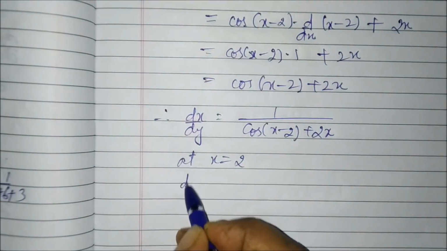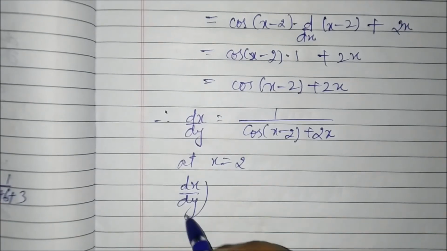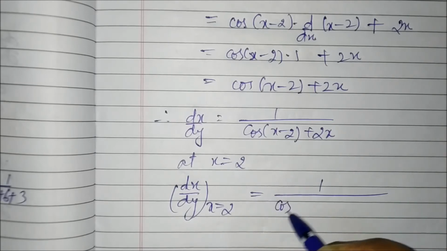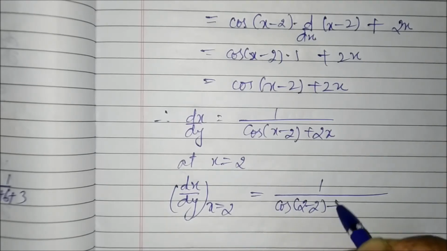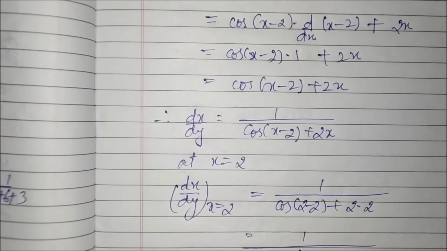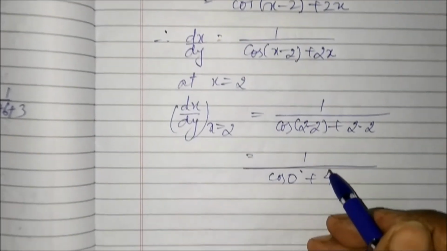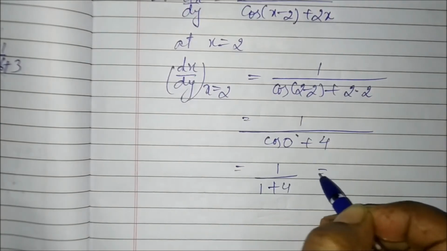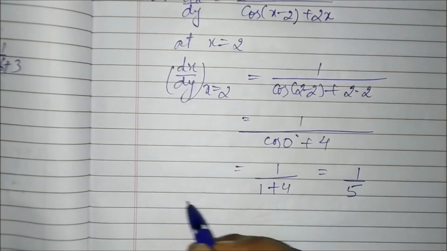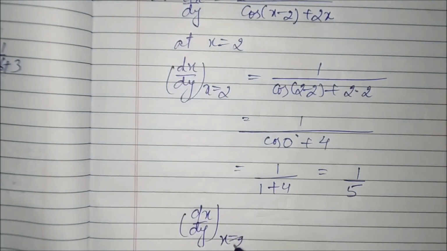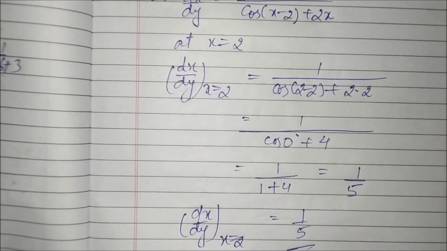So we write here dx/dy at x equals 2. So 1 upon cos(2 − 2) + 2 into 2. So we get 1 upon cos 0 + 4. The value of cos 0 is 1, and plus 4, so we have 1 by 5. So dx/dy at x equals 2 has the value 1 by 5.